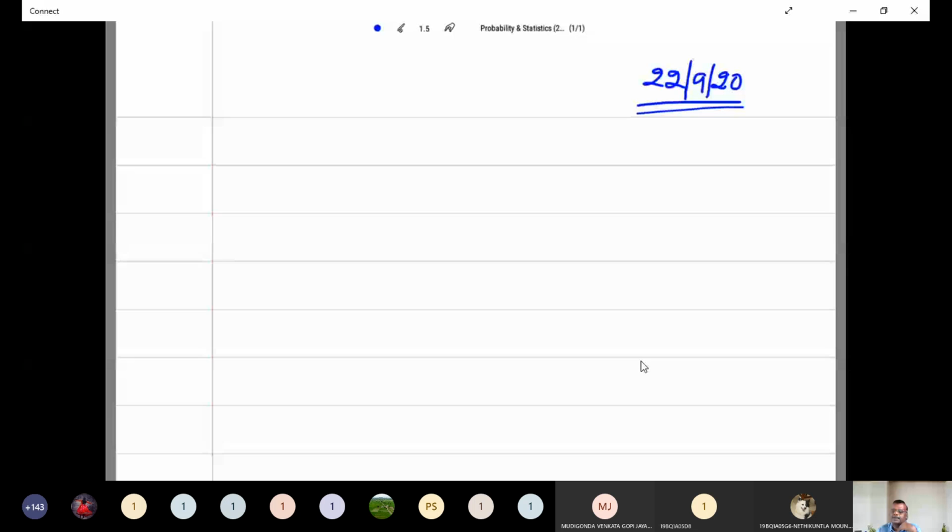Okay, today we are going to solve some more problems which are related to the lines of regression in values of some other conditions. Okay, note down one problem.